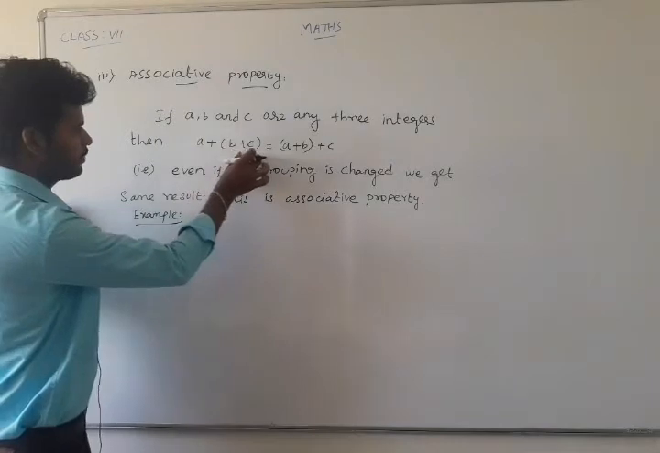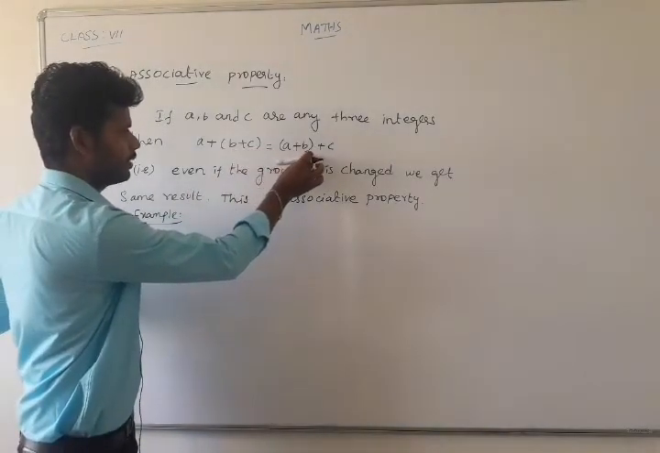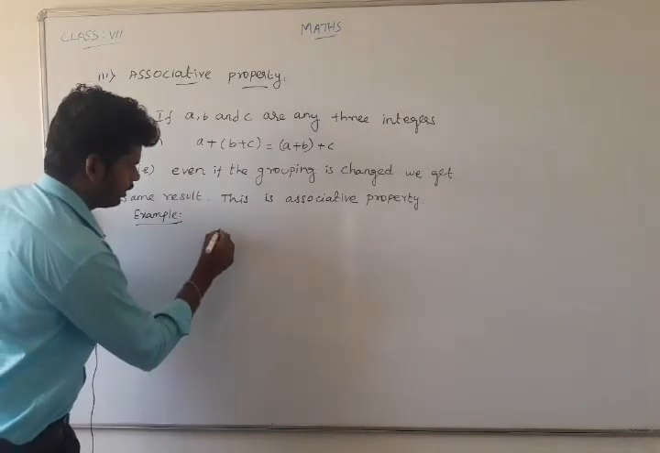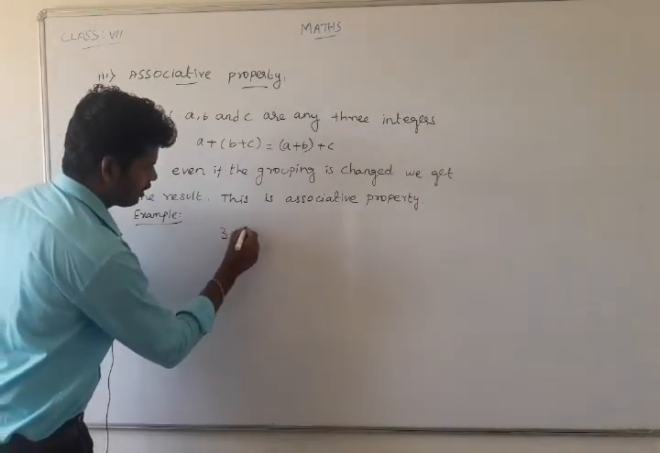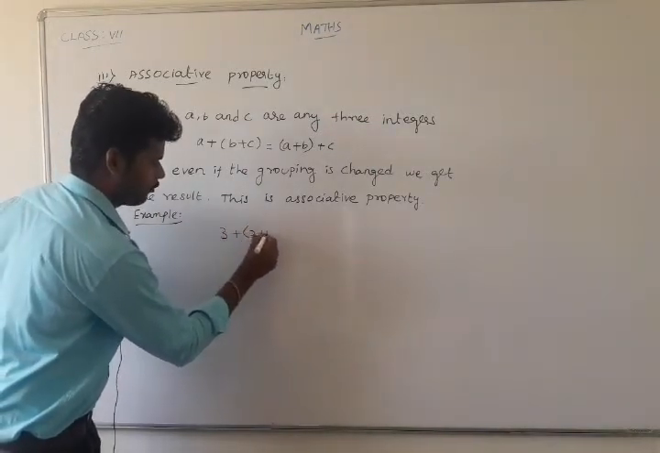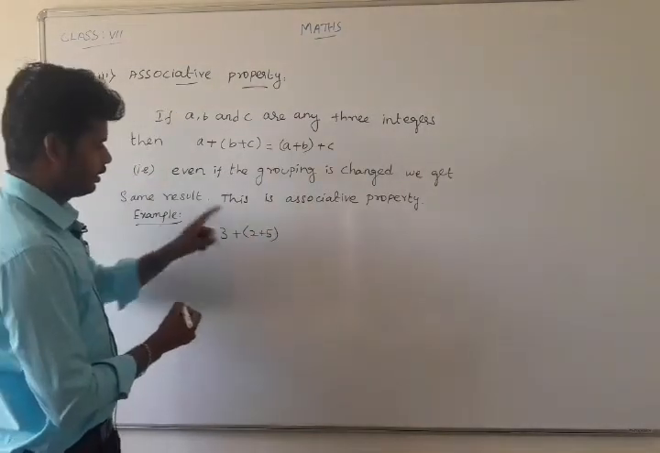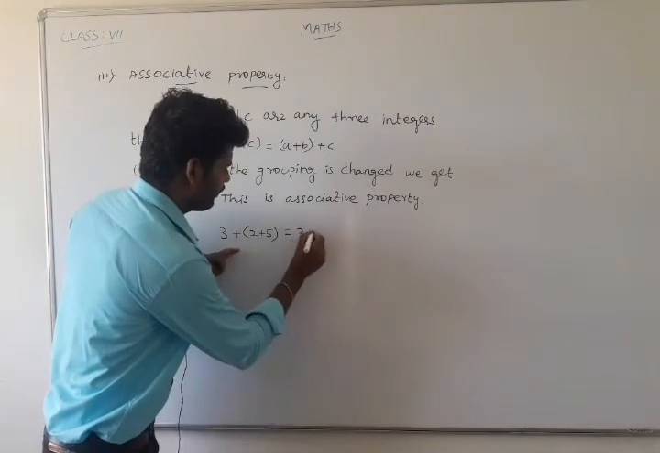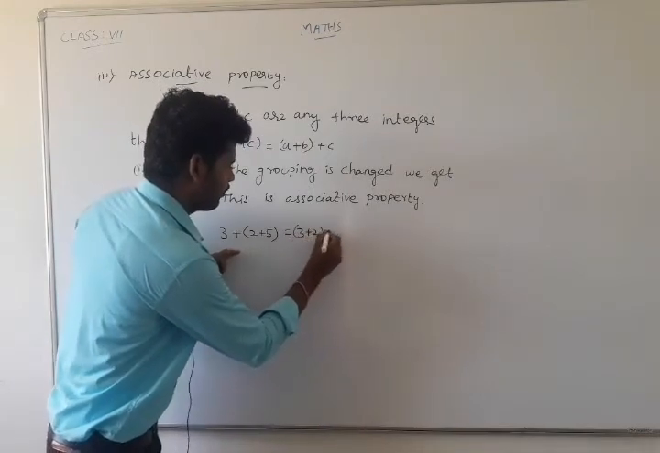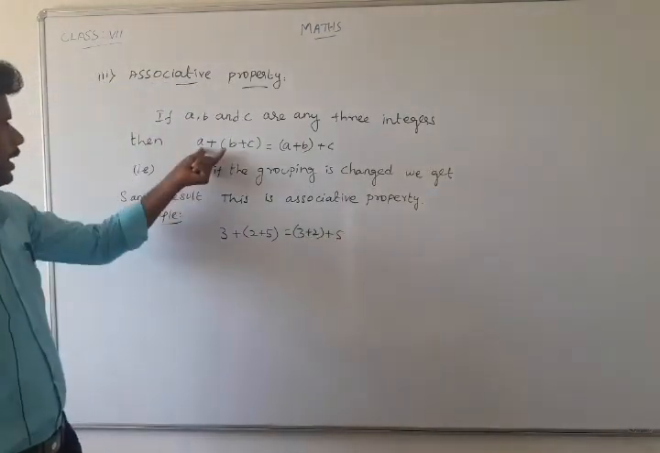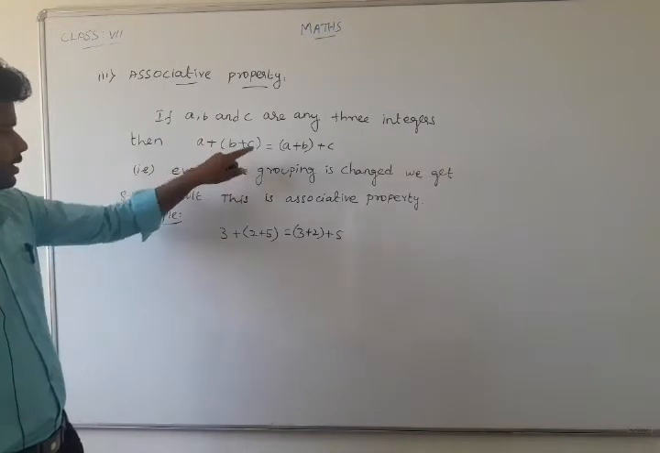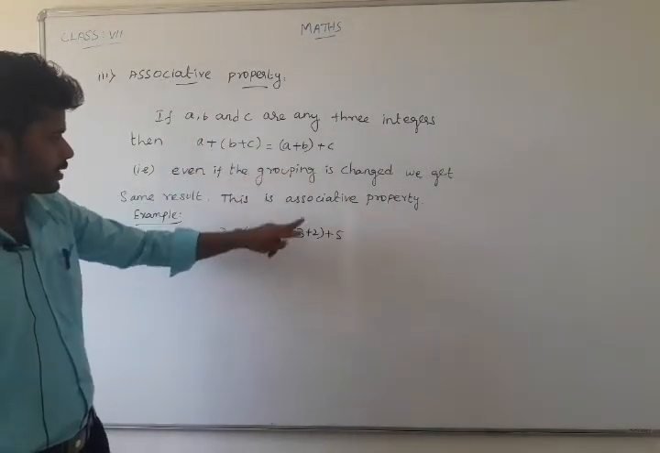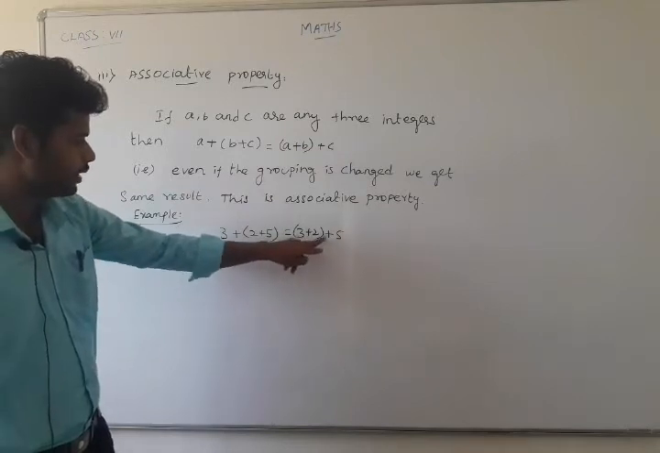Example: here (A plus B) plus C equals A plus (B plus C). You take three integers, 3 plus 2 plus 5. Next one, same, take 3 plus 2 plus 5. Same here, having A plus B plus C equals A plus B plus C.